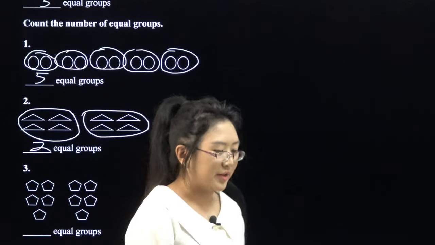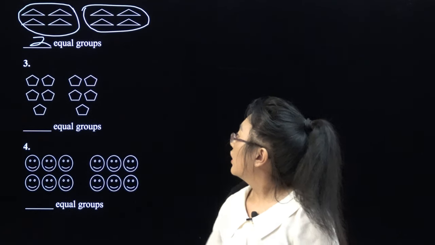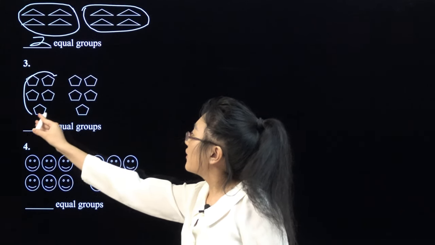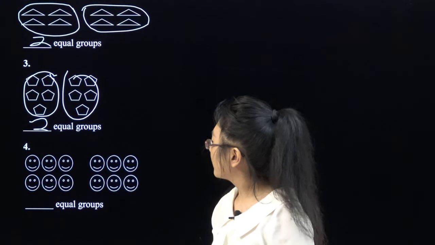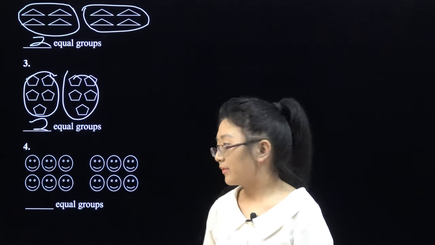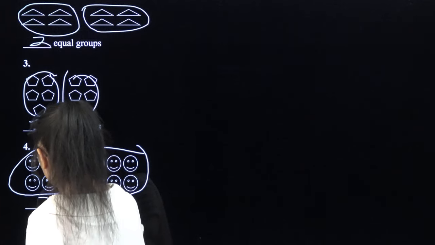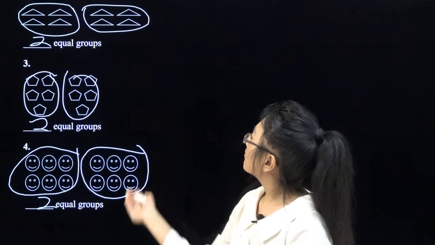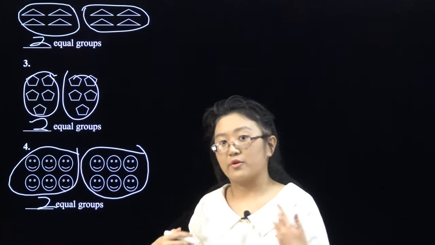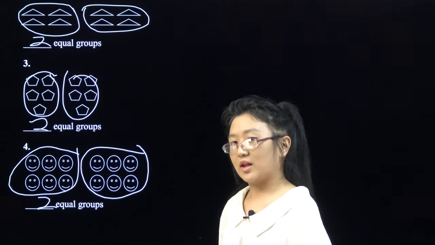What about here? Oh, they're pentagons. How many equal groups of pentagons are there? Well, they seem to be in groups of five, and that's two equal groups. What about here? They're smiley faces and they're in groups of six, and it's still two equal groups. It doesn't matter how many things are in a group. There might be a different number of objects in the group, but they're still the same number of groups.